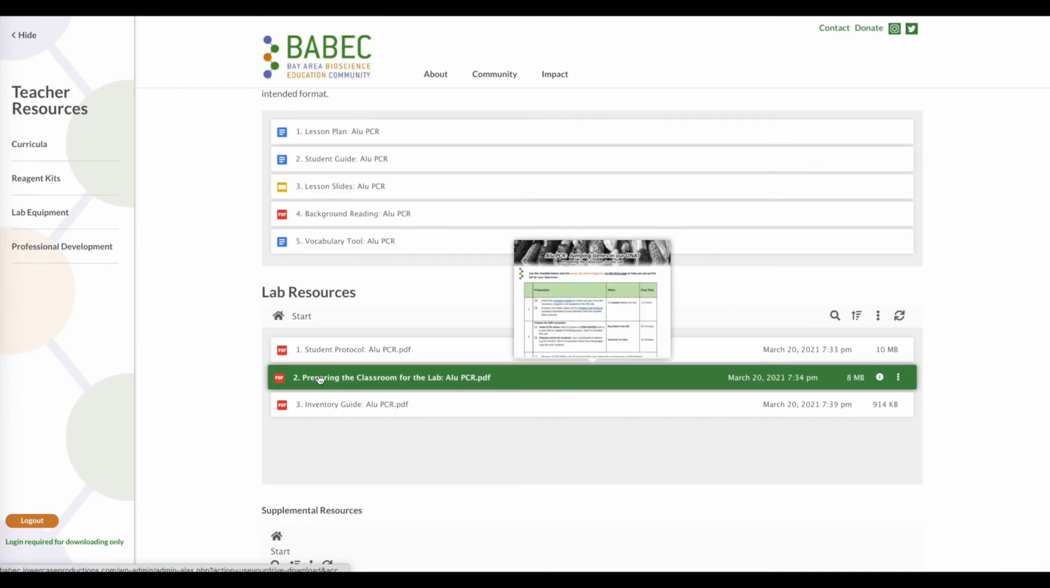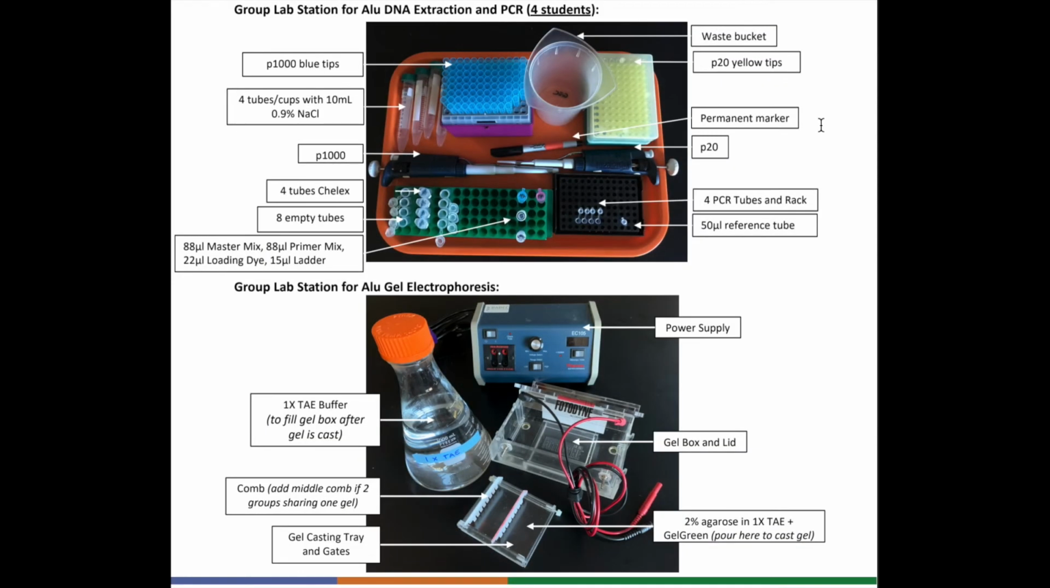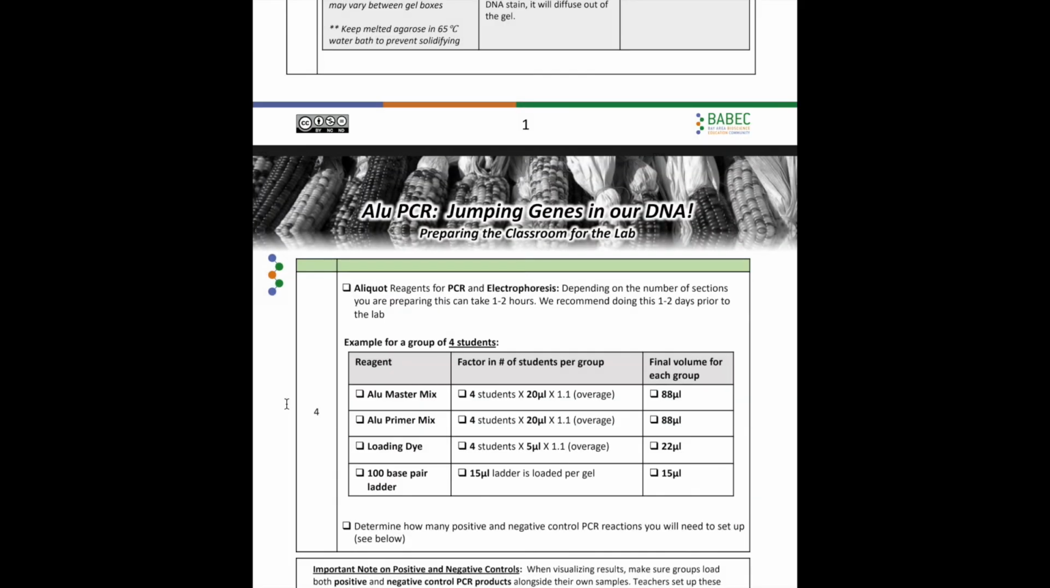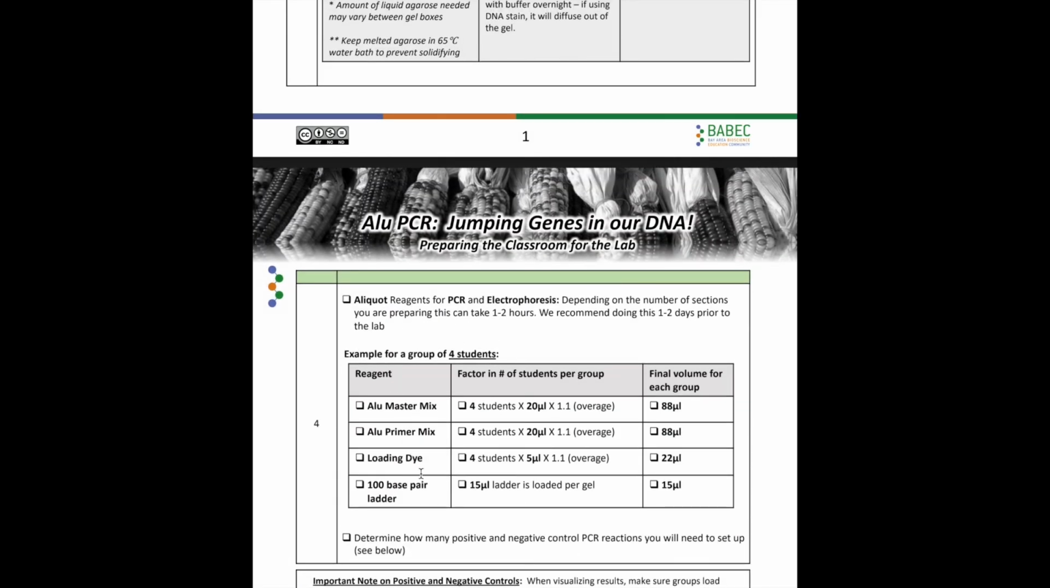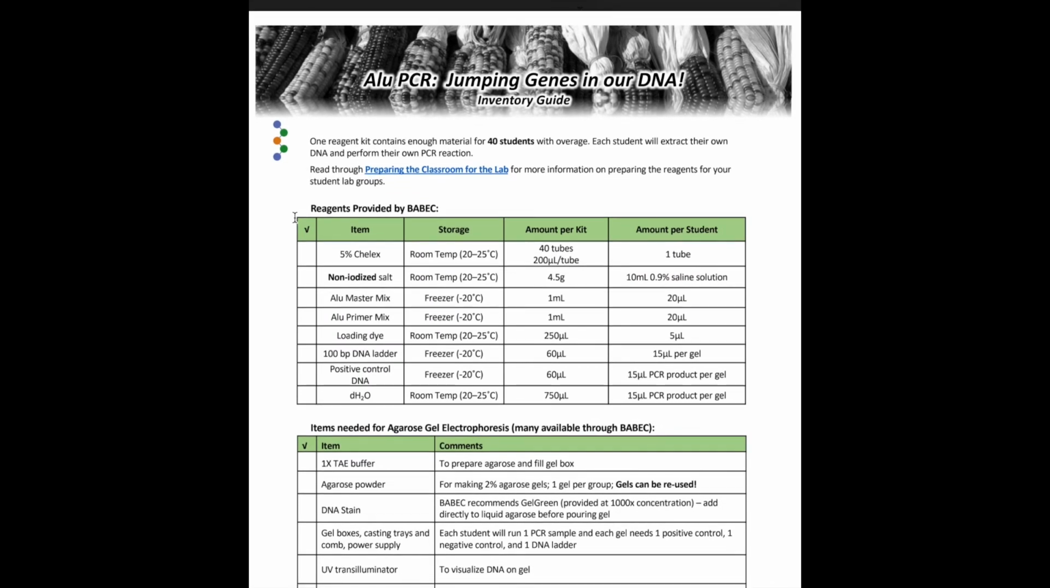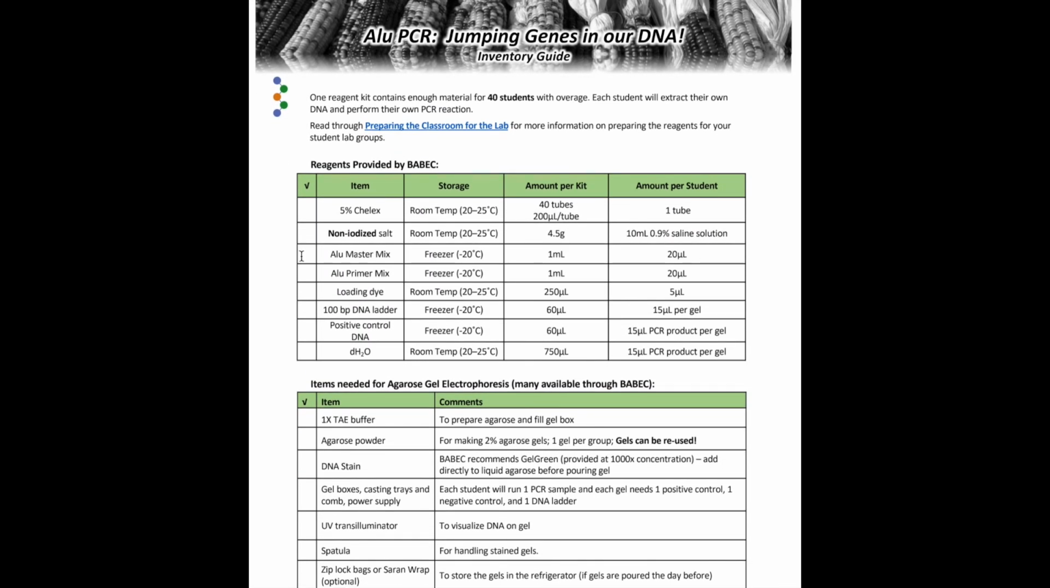In preparing the classroom for the lab, we've included a labeled photo of what one student station might look like, and also instructions for making aliquots if necessary, as well as a guide for other elements of the lab you may or may not be familiar with. Lastly, our inventory guide includes all equipment and reagents necessary to complete the lab.